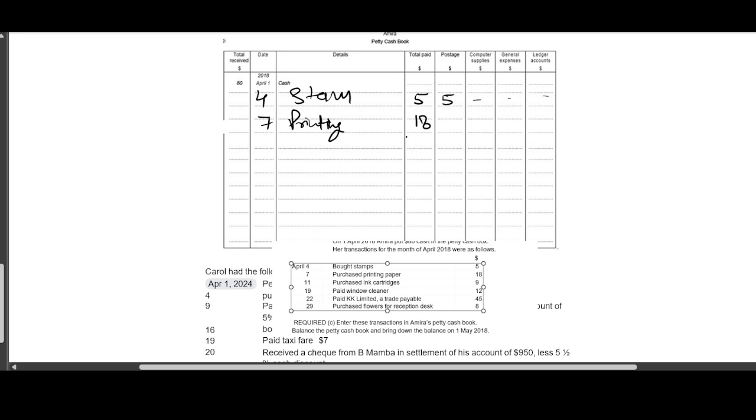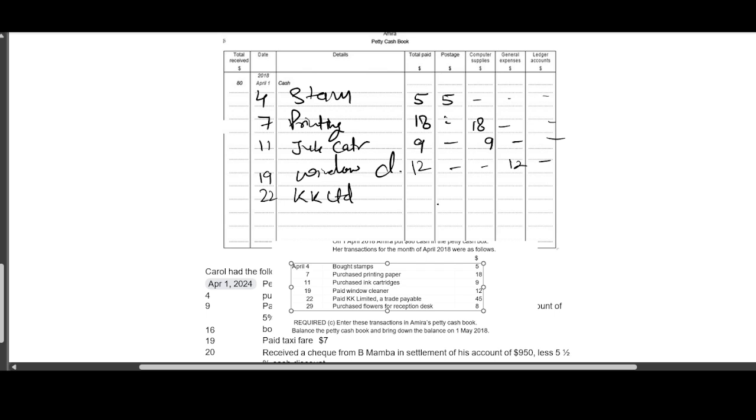The 18 will go in printing. Printing expense is not there, postage is not there, so computer supplies, yes, printing, right. Then on the 11th, ink cartridge 9, so obviously computer supplies. Then window cleaning on the 19th, and that is 12, and window cleaning will be in general expense. Finish.